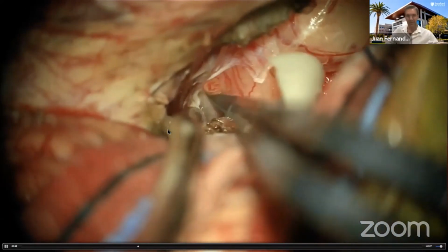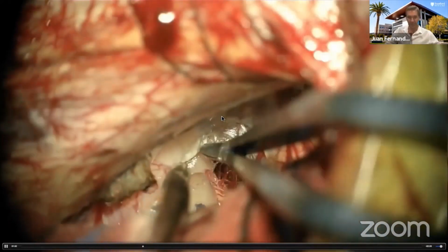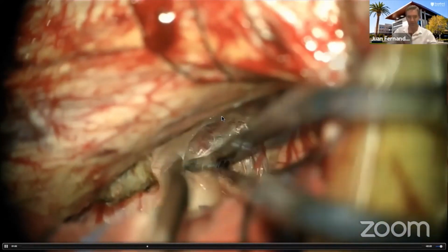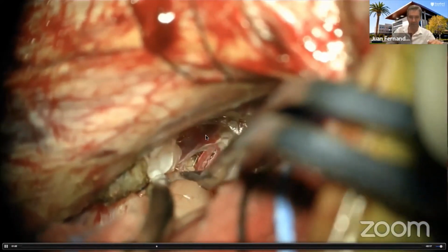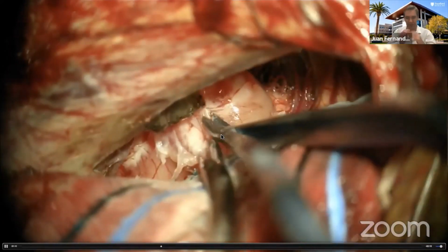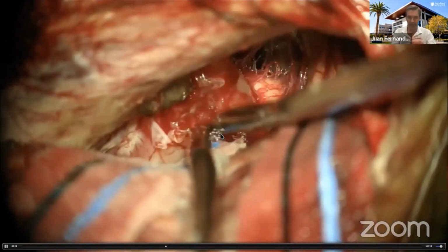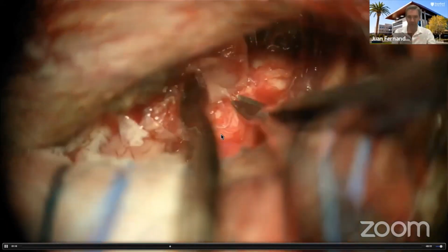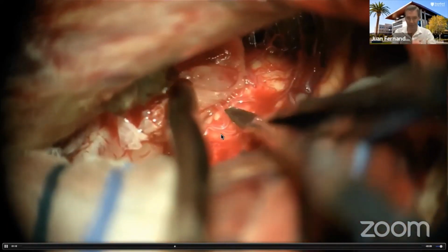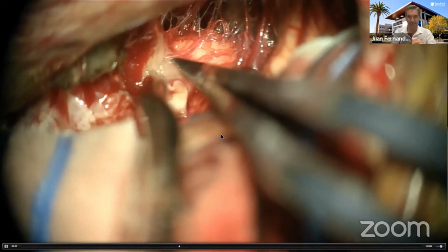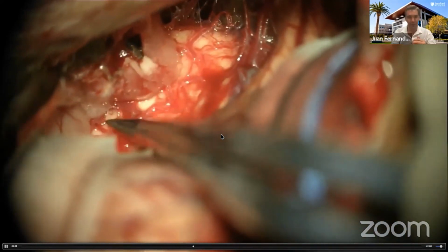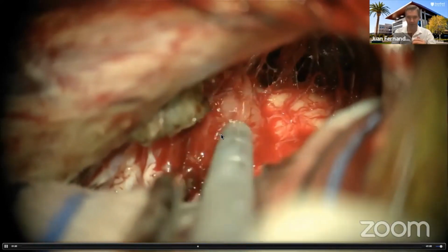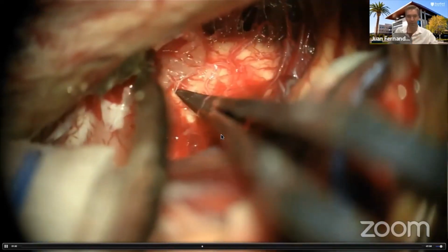And you're going to see a nice view of the PCA right here. This is where the PCA bifurcates into parieto-occipital and calcarine branches. And deep, you can see the basal vein of Rosenthal as it approaches the vein of Galen. And after you have surrounded the tumor, you can start debulking it, and that will facilitate further dissection of the tumor from the brainstem surface and all the microvessels, so we can carefully dissect this tumor completely.